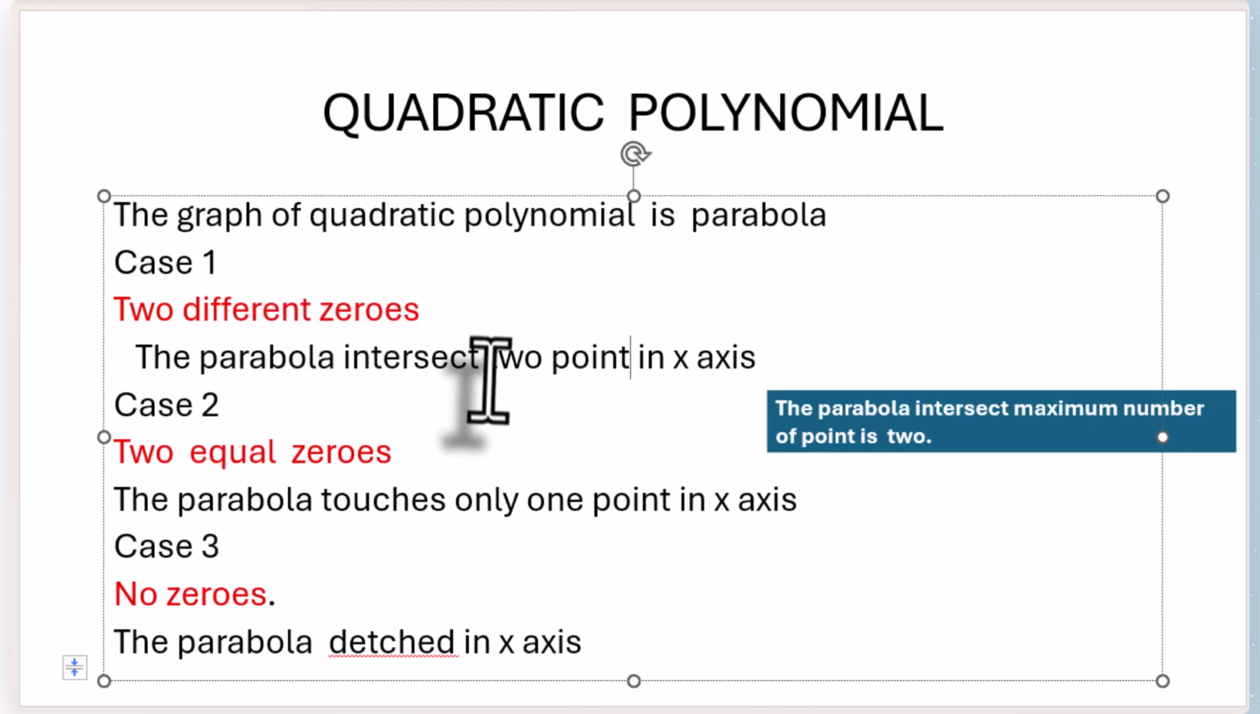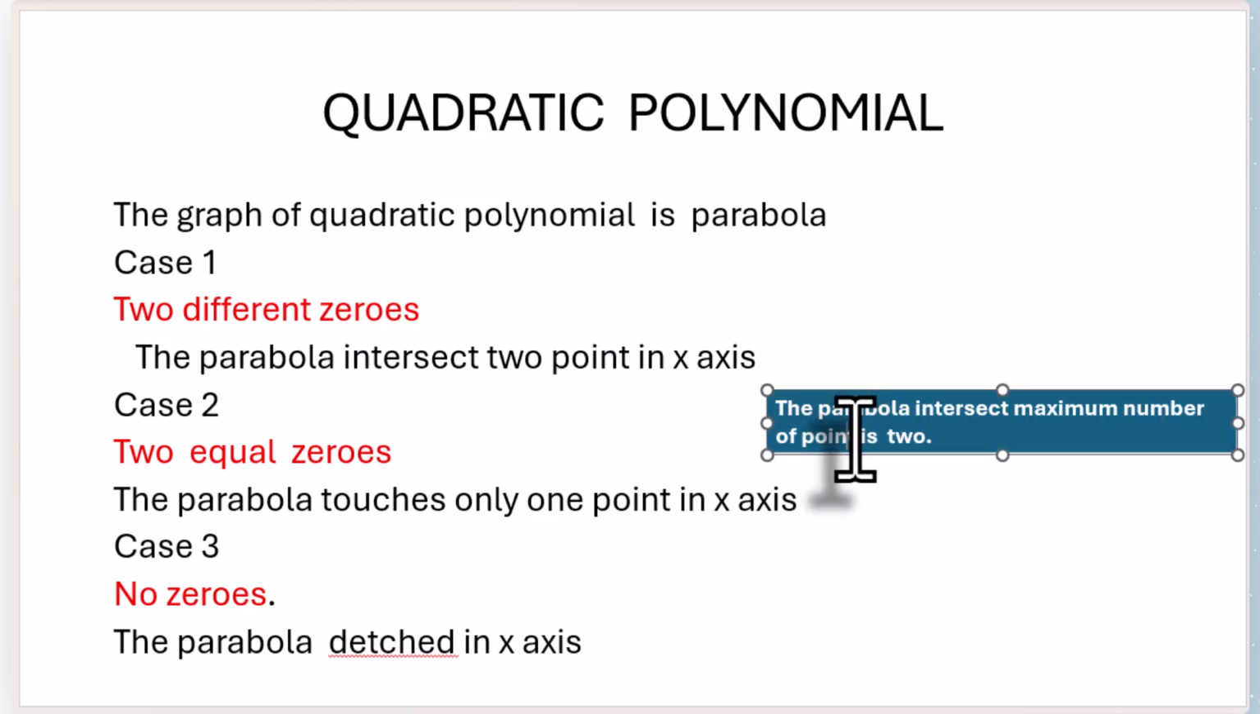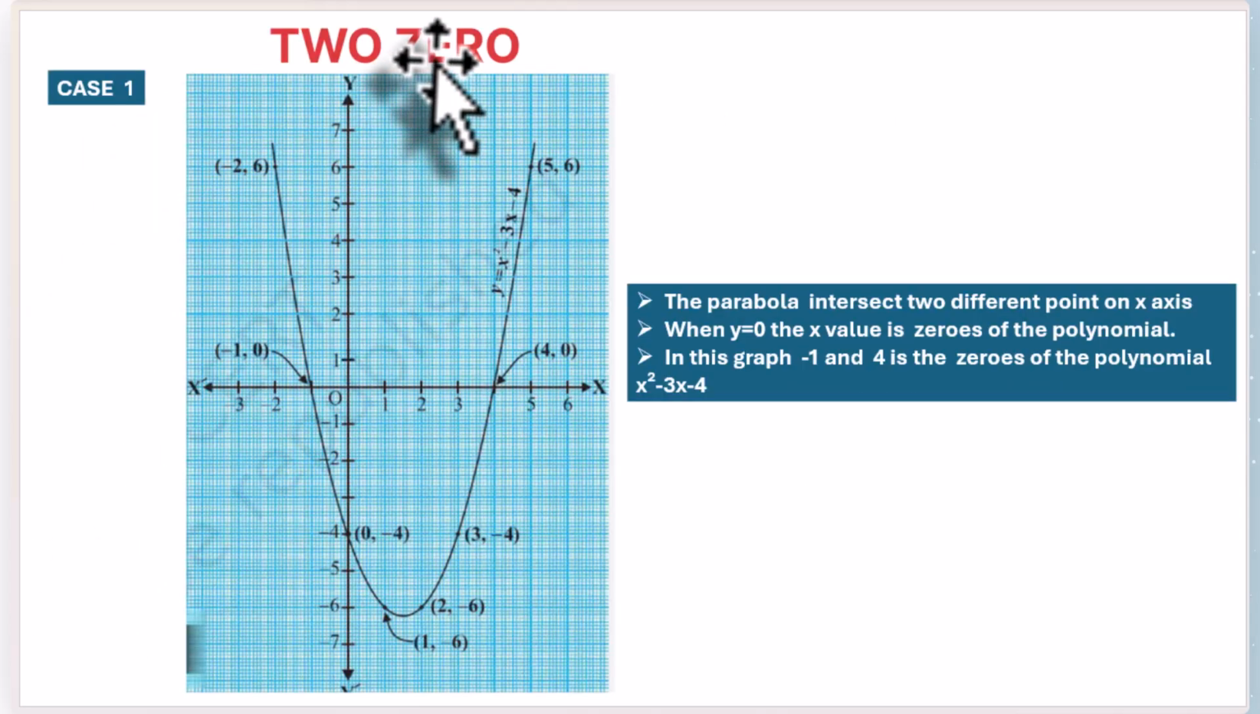Two different zeros: the parabola intersects the x-axis at 2 points. Case 2, two equal zeros: the parabola touches the x-axis at only 1 point. Case 3, no zeros: the parabola is detached from the x-axis. The maximum number of points at which a parabola intersects the x-axis is 2.